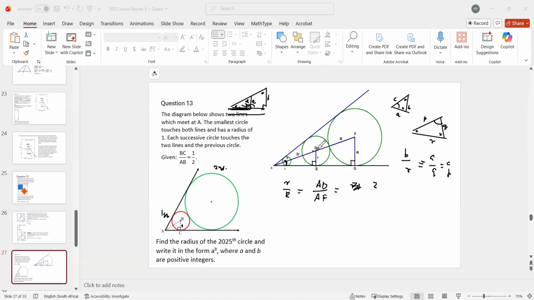I'm looking at this one here. r over capital R is equal to AD, which is 2r, over the AF. Now, what is AF? AF is this length from here to here plus r. But the length from here to here is 2r. And here you got r itself, it's the radius of the circle. So it's 3r plus capital R.